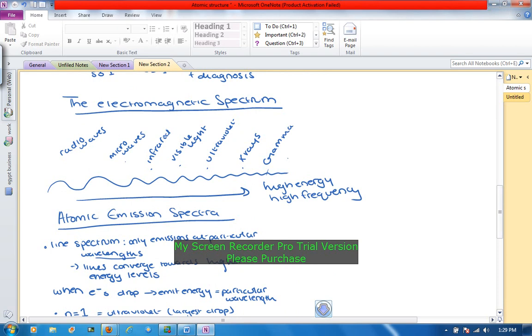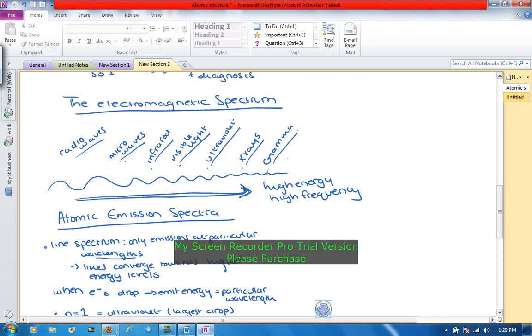Then moving on to the electromagnetic spectrum. As you go across the electromagnetic spectrum this way, the energy is higher and the frequency of the actual wave is higher. The wave with the least amount of energy is radio waves, then microwaves is higher, then infrared is higher, visible light has higher energy, ultraviolet, then X-rays, then gamma rays.